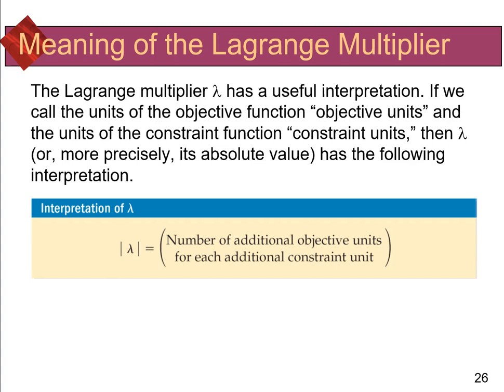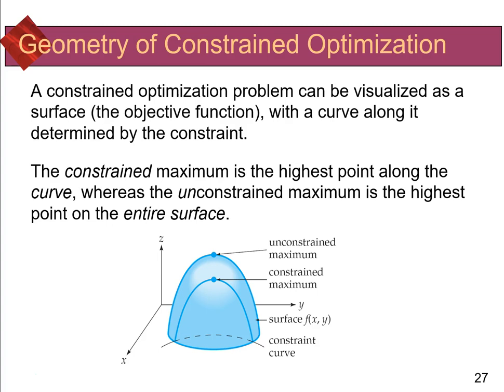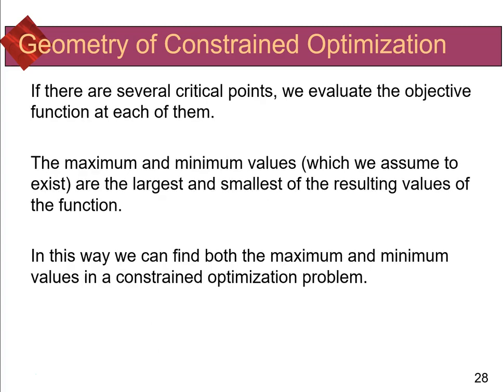They go into the meaning of the Lagrange multiplier here. Again, interesting reading, I guess, depending on your point of view. You can get situations, though, where you may have several critical points. The maximum and minimum values, which we assume to exist, are the largest and smallest of the resulting values of the function. So if we use Lagrange multipliers, that's how we determine if it's a maximum or a minimum. Whichever ordered pair produces the largest value for your objective function is the maximum. The one that produces the smallest is the minimum. We're assuming that these are all reasonable answers for the circumstance that we're given. Again, that could be a stretch, but that's what's going on with this.